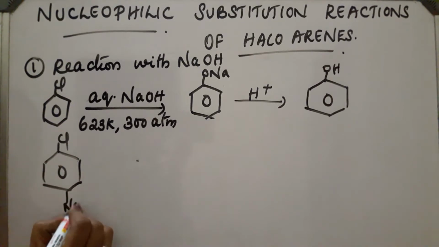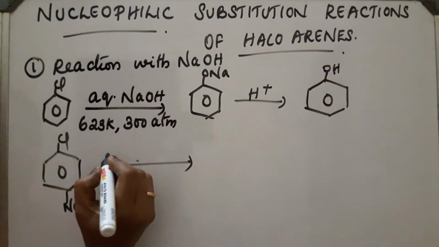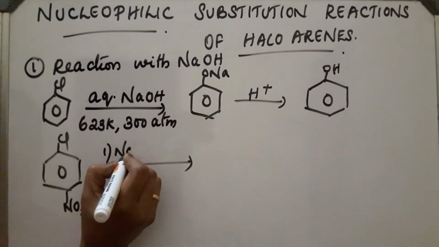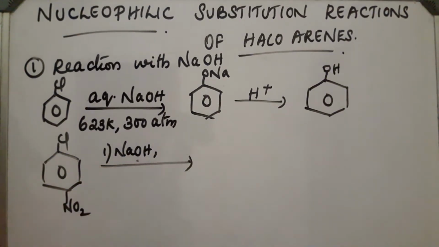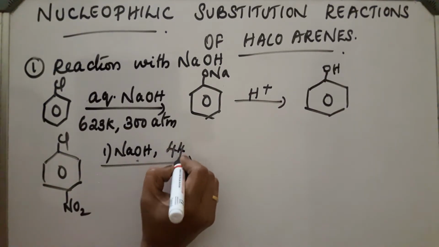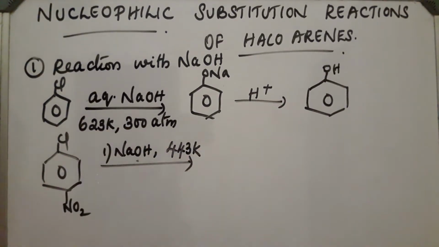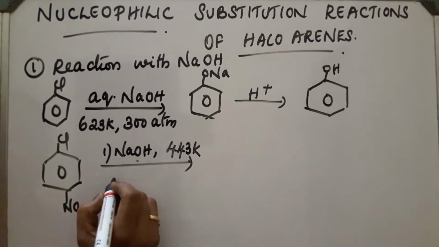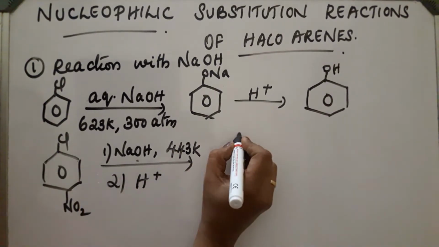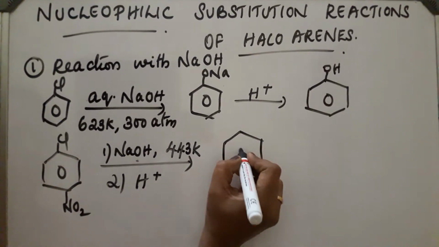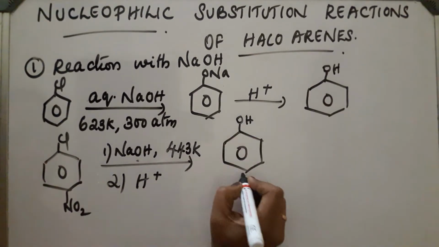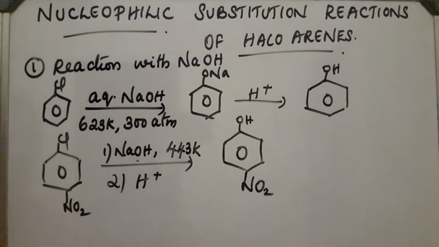First, let us take one example. If an NO2 group is present at the para position, the reaction takes place on heating with NaOH at a temperature of 443 Kelvin. So the temperature is reduced, and next, on acidification, it gets converted into phenol. Next, if NO2 is present at the ortho and para positions, again the temperature is decreased.